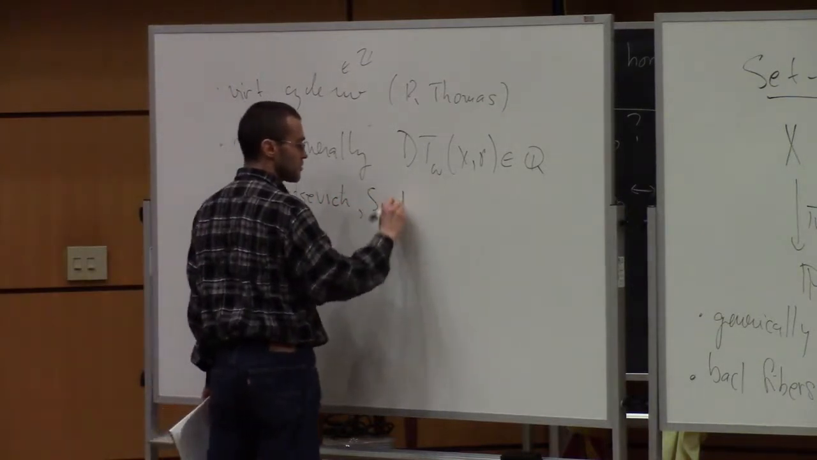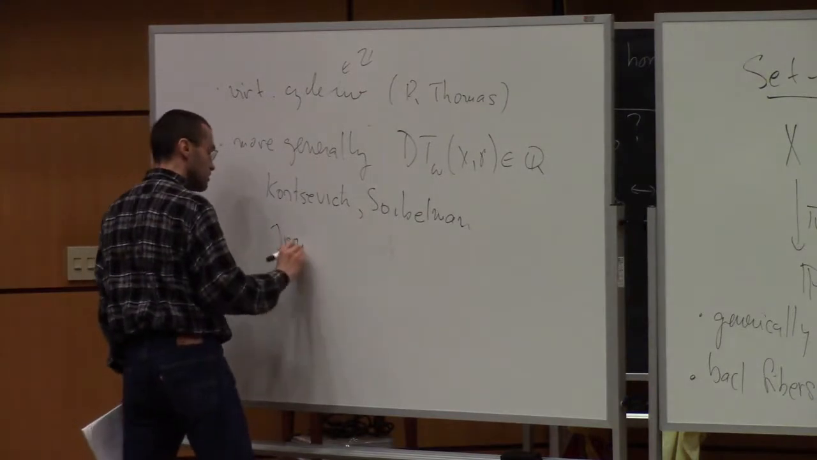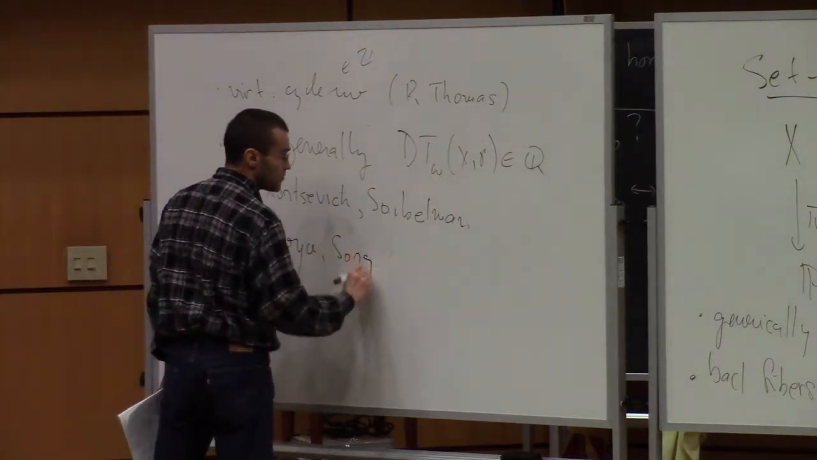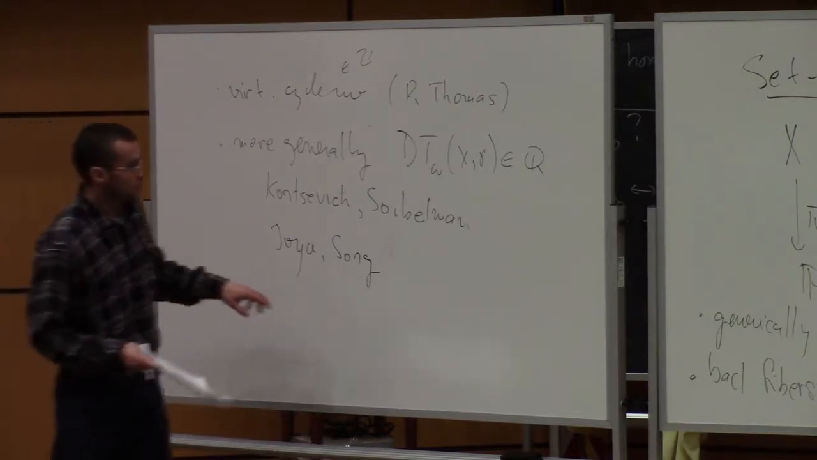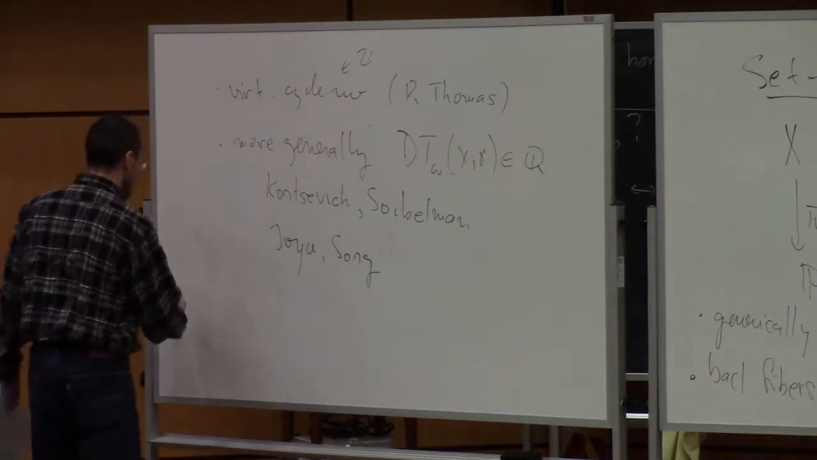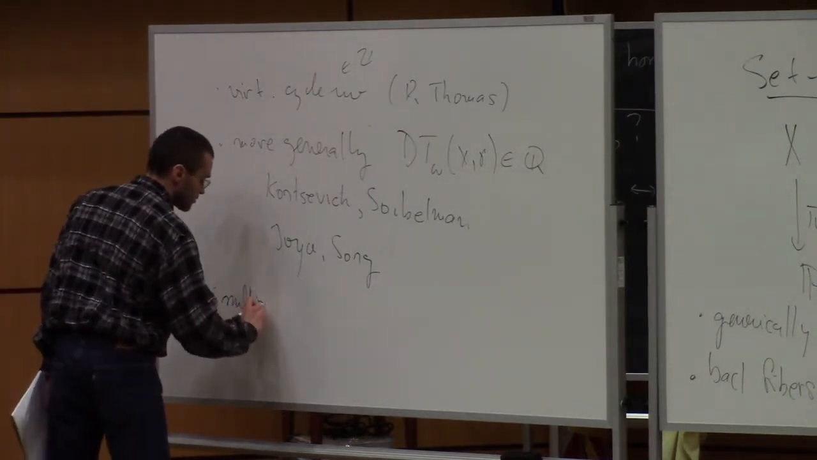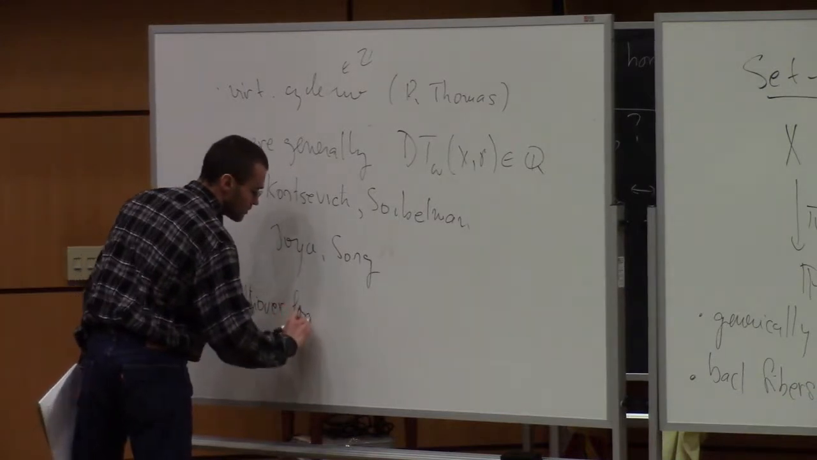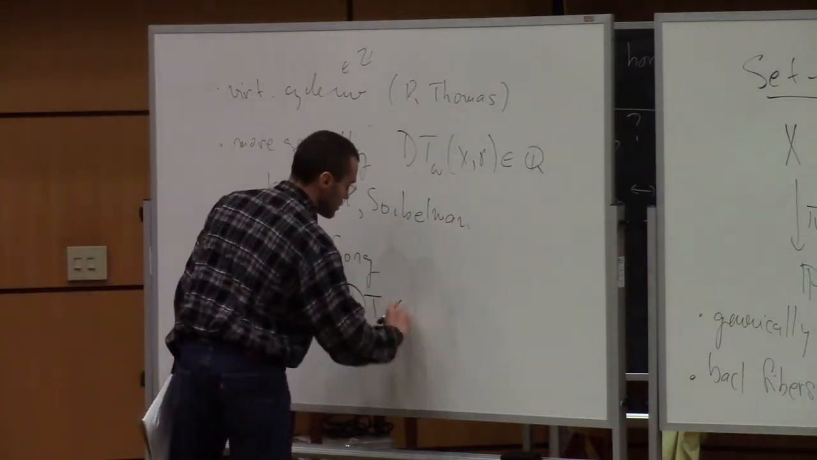And also Joyce and Song. Well, perhaps I should mention that. So from here we can extract. There is a conjectural Monte Carlo formula, which says that all these rational invariants can be written as follows.